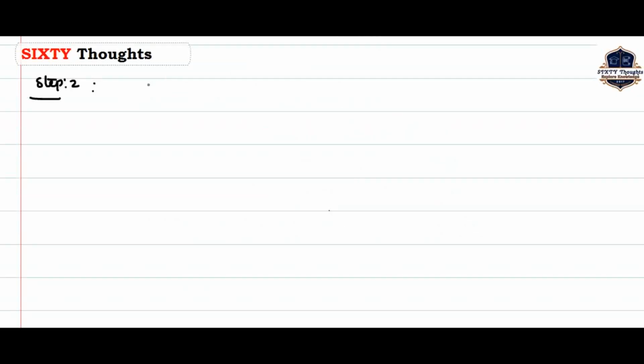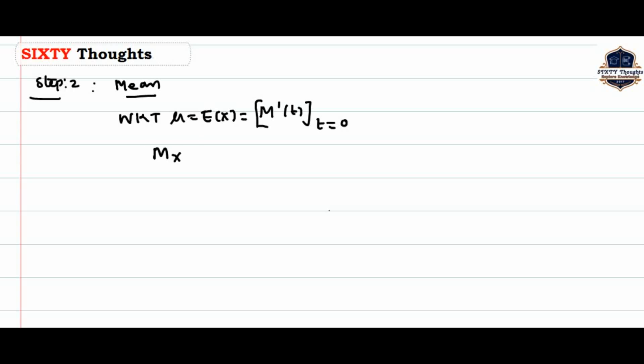Step number 2, to find the mean. We know that the mean formula is mu equal to the expected value of capital X, that is equal to M dash of t, substituting t equal to 0. We know from the previous step that M_X(t) is (p e^t + q)^n.